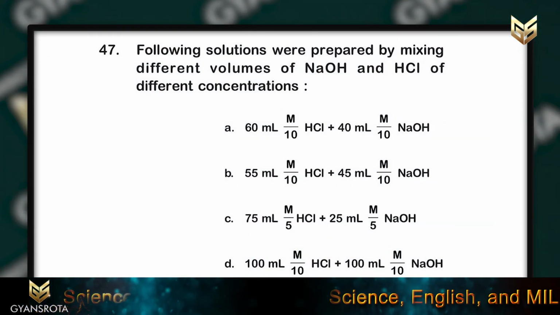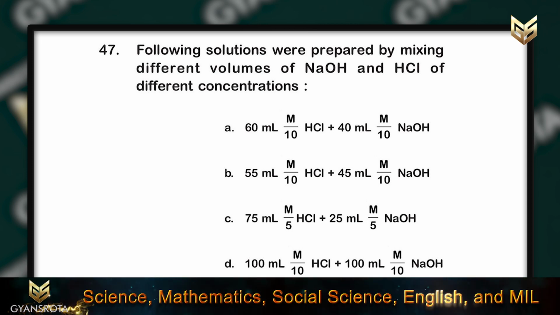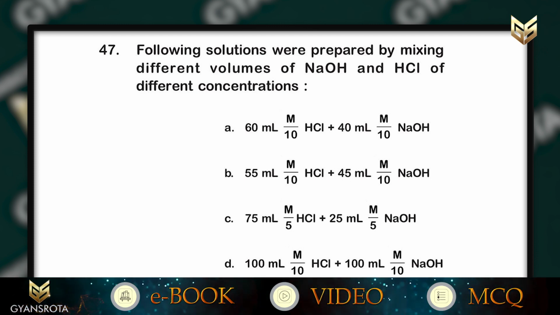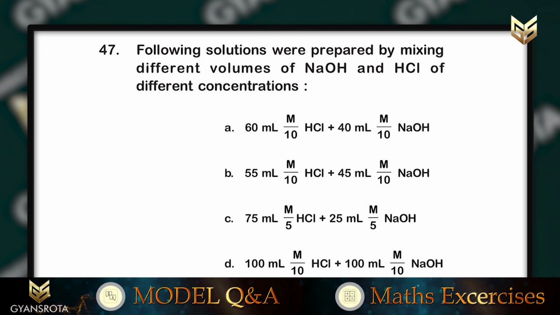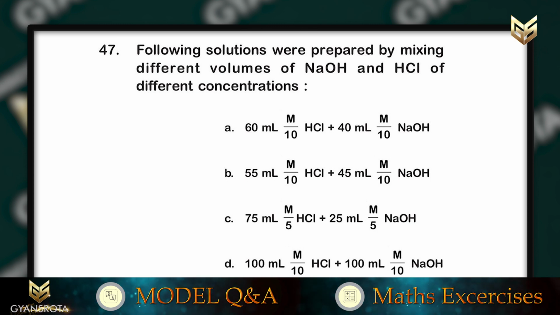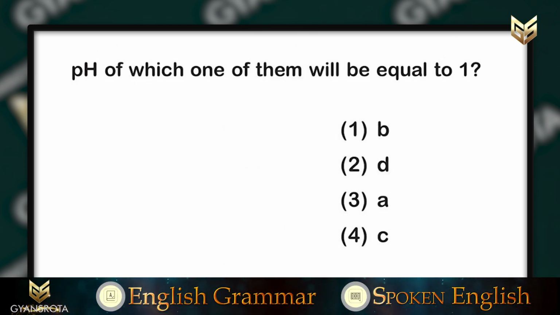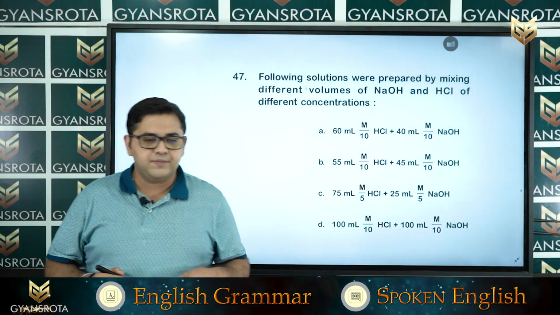Question number 47 is on the screen. Following solutions were prepared by mixing different volumes of NaOH and HCl of different concentrations. On the screen you see A, B, C and D, with the different concentrations given. The pH of which one of them will be equal to 1? Now we are moving to the solution part.